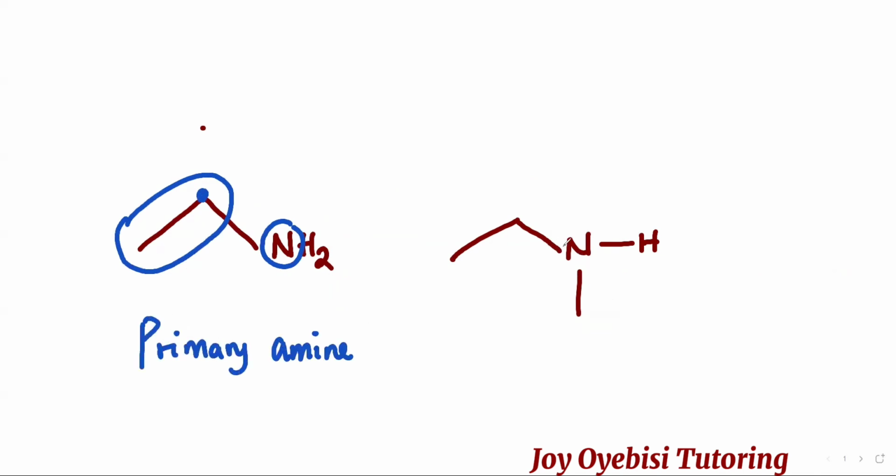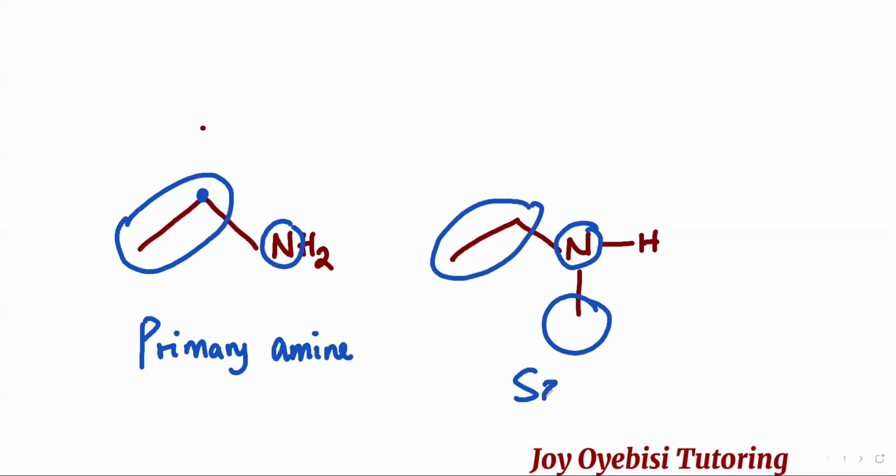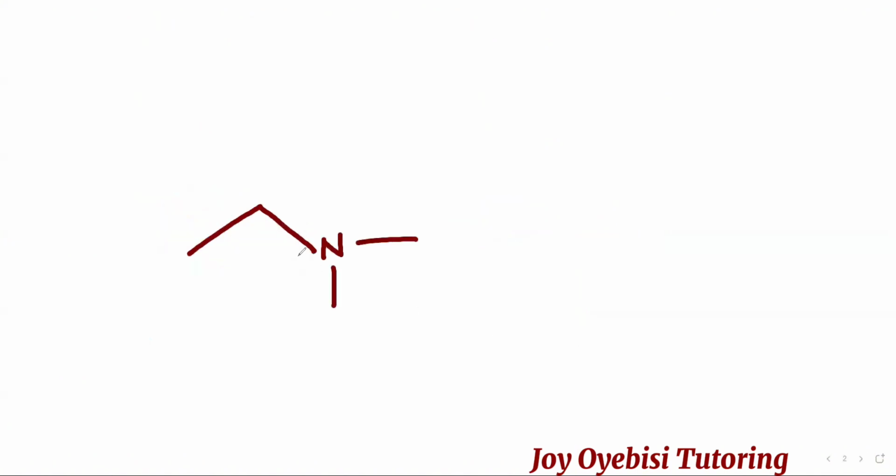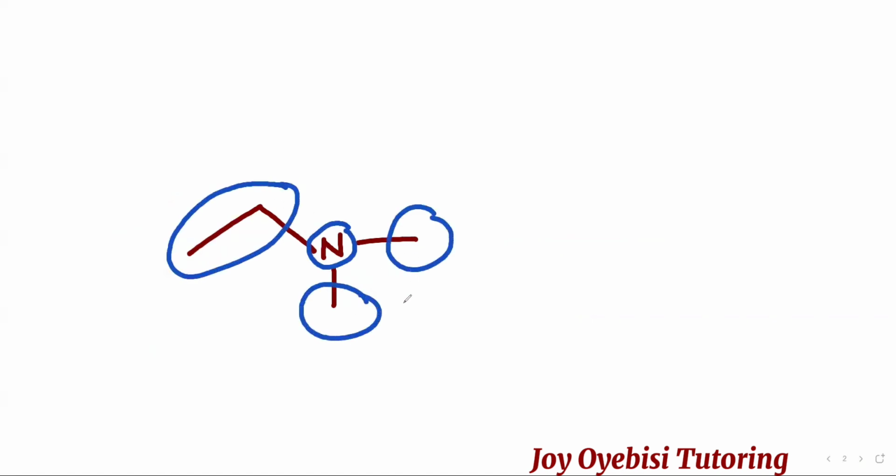In a secondary amine, the nitrogen is going to be connected to 1 and 2 carbon chains. So for this one, you would have a secondary amine. In a tertiary amine, the nitrogen is going to be connected to 1, 2, and 3 carbon chains. Okay, so when you have this type of situation, that will be a tertiary amine.